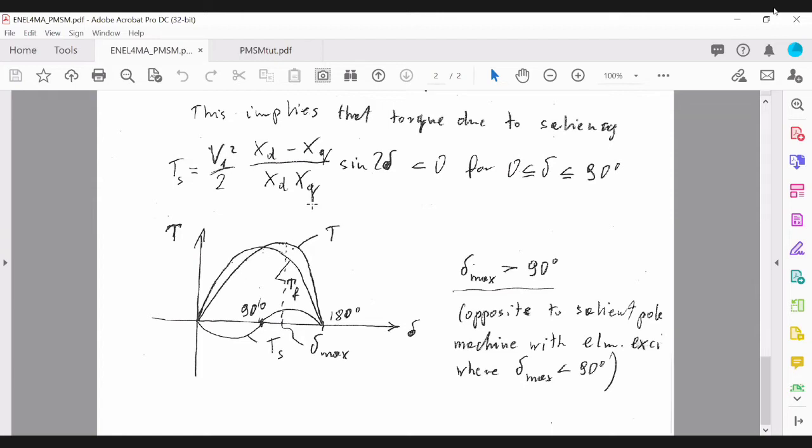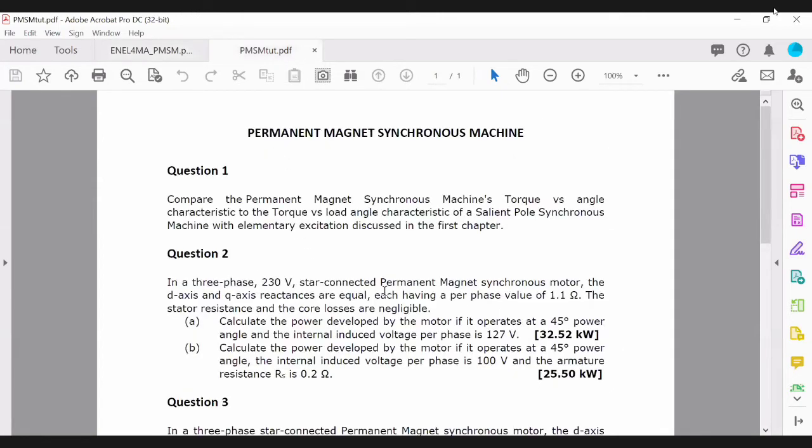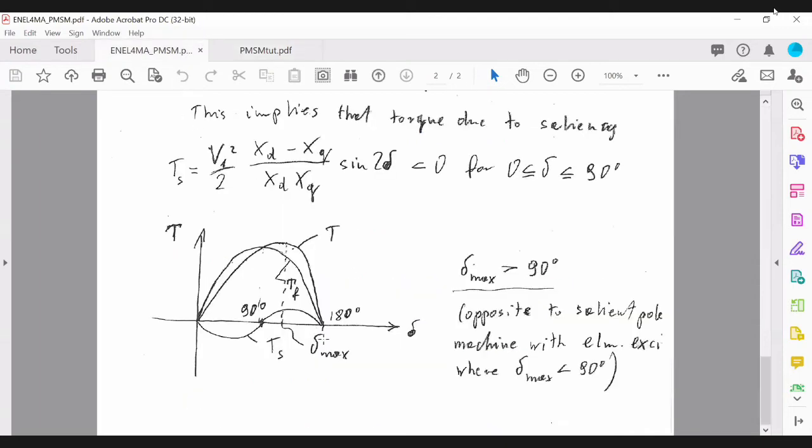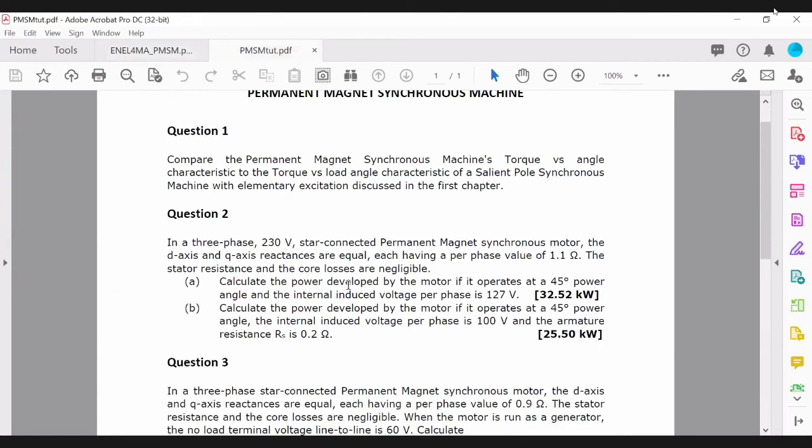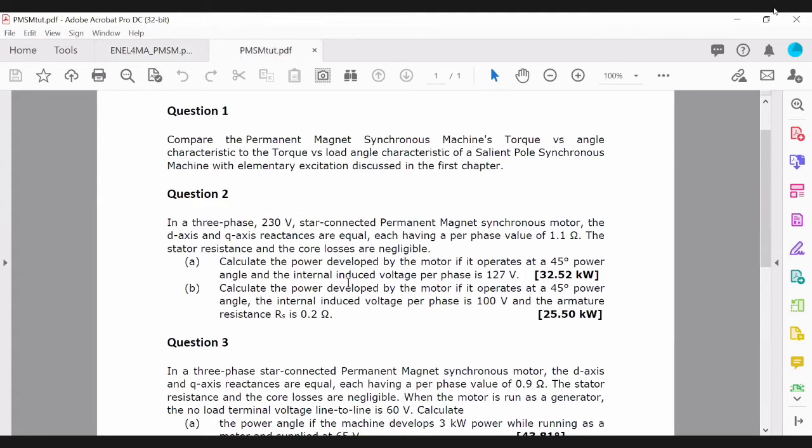And then you can discuss the reason for that, which is the ratio: Xd is less than Xq for a permanent magnet synchronous machine, whereas for the one with elementary excitation, your Xd is greater than Xq. Right? So that's question one. Question two is looking at a permanent magnet synchronous motor where the d-axis and q-axis reactances are equal.